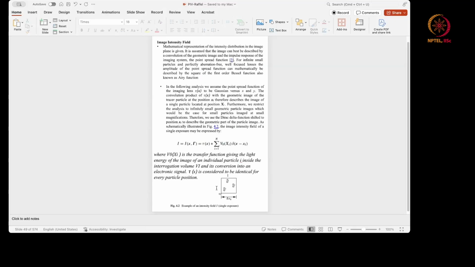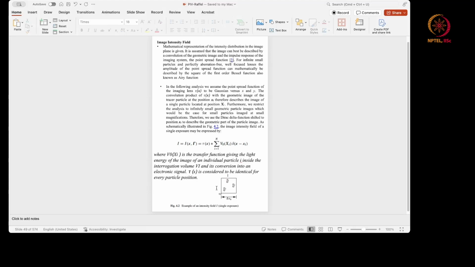Now let us look at the image intensity field. This is where things become a little bit complicated. The mathematical representation of the intensity distribution on the image plane is what is to be determined. So what is the image? It is assumed that the image can be described by a convolution of two things. One is the geometric image and the other is a point spread function, which is the impulse response of the imaging system.